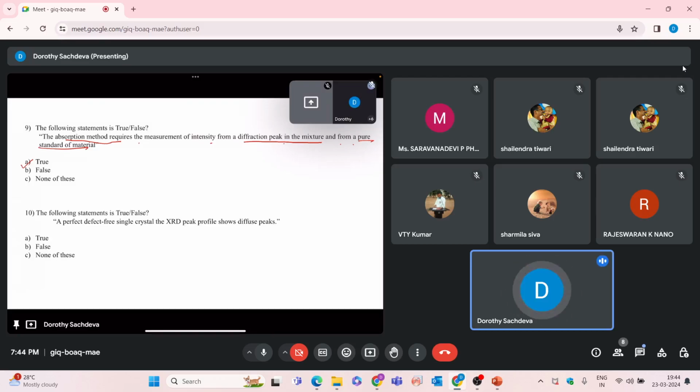The last question is, the following statement is true or false. The statement is, for a perfect defect-free single crystal, the XRD peak profile shows diffuse peak. For a perfect defect-free single crystal, the XRD peak profile will show the diffuse peak? No. For a perfect defect-free single crystal, it will not show diffuse peaks, it will show sharp peaks. So this statement is false, so option B should be the correct answer. For a defect-free perfect single crystal, you will have the sharp peaks like this. You won't have this diffuse peak for a single crystalline defect-free perfect crystal.